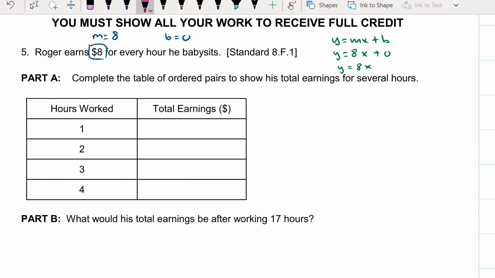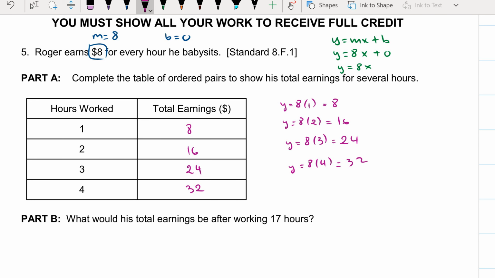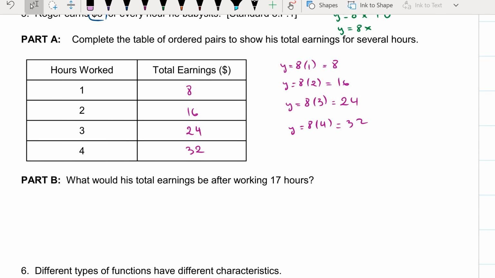So our next step is to plug in all the values that they gave you. y equals 8 times 1, which is $8. y equals 8 times 2 for 2 hours, which is 16. y equals 8 times 3, which is $24. And the last one, y equals 8 times 4 hours, which is $32. Okay, so we're going to use this to do part B.